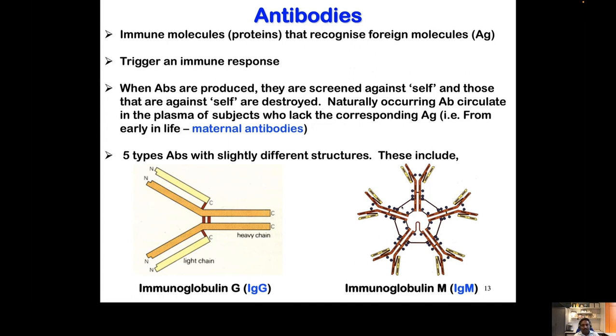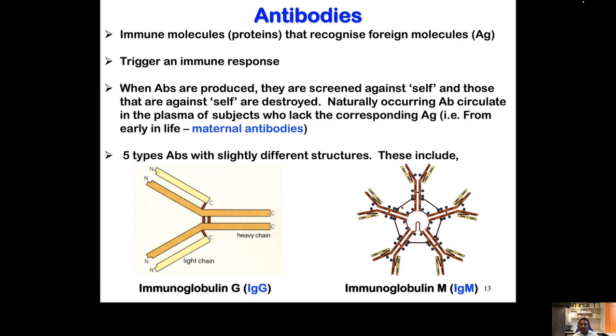Okay, these are mainly produced from B lymphocytes. Again, look at the introduction to blood lecture. We talked about this. So this is basically triggering the immune response. So when antibodies are produced, they will be screened against our own self molecules. We talked about that before. And if there are any antibodies produced against our own self molecules present on the surface of our cells, they will be destroyed. Okay, only molecules that are produced against the pathogens or non-self molecules will be circulating there.